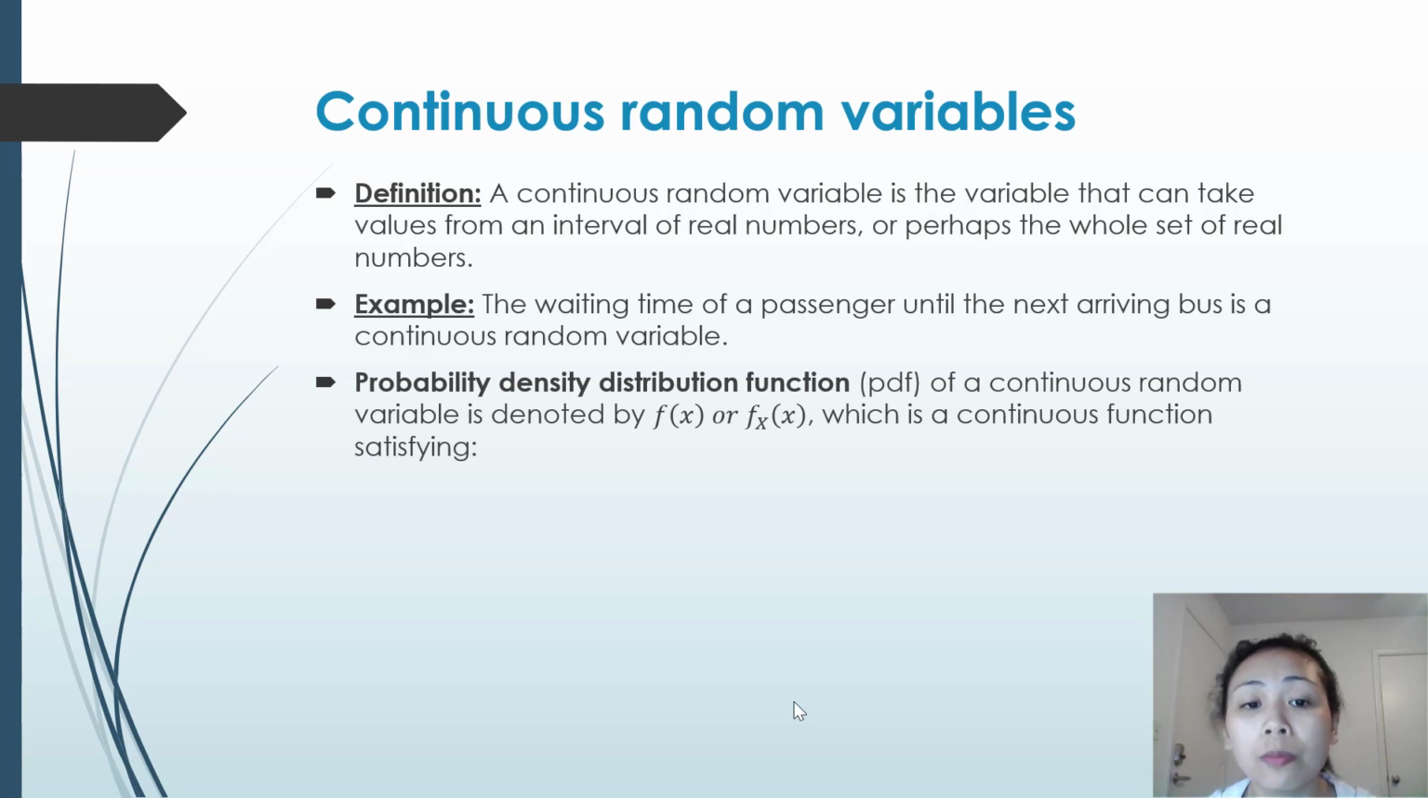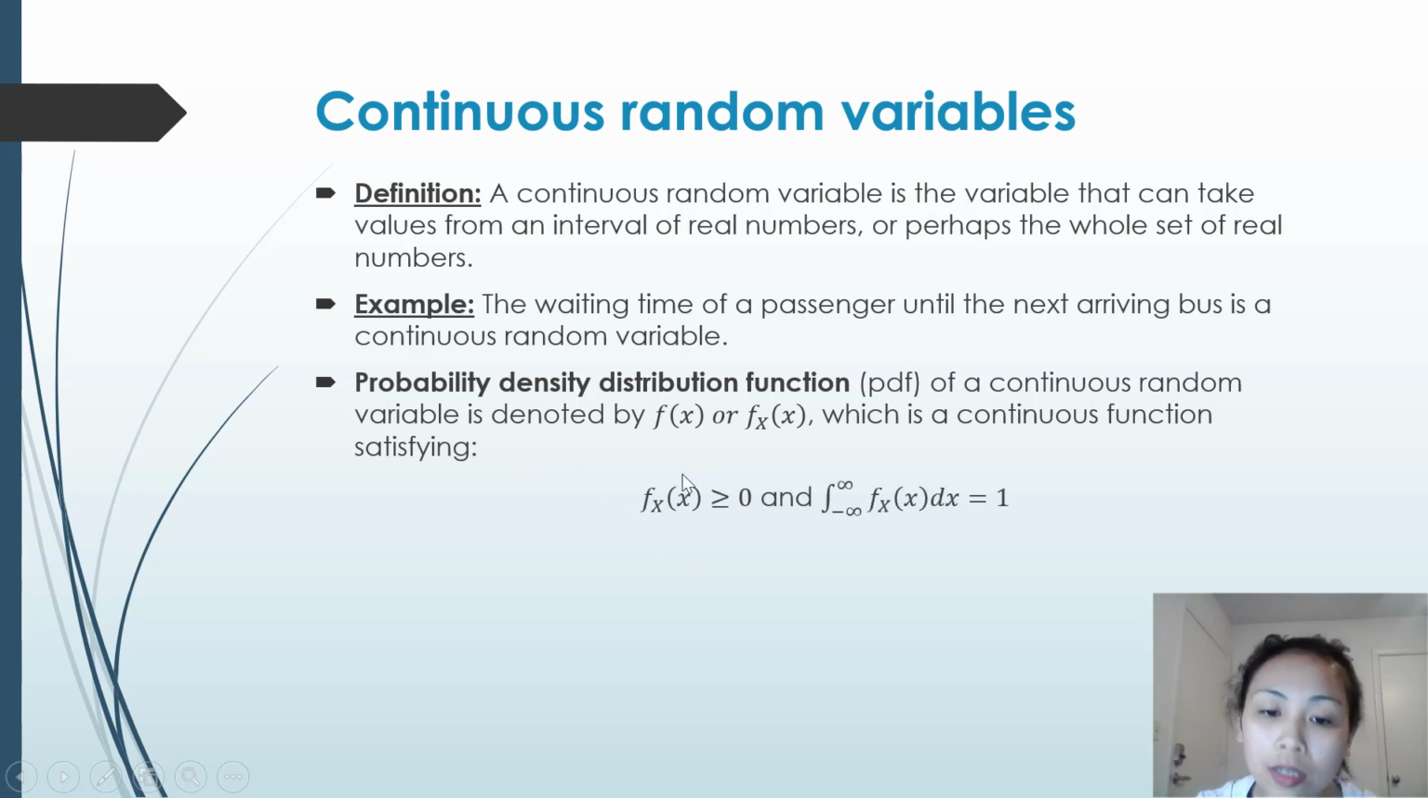And to work on the probability of continuous random variables, we consider a function that is the probability density function, PDF. So it's different from discrete. For discrete we use the probability mass function, PMF, but for continuous we use the PDF. For a continuous random variable it is denoted by f of x. In the discrete case, it's denoted by p of x. It is written f with subscript capital X of x, which is a continuous function satisfying two properties.